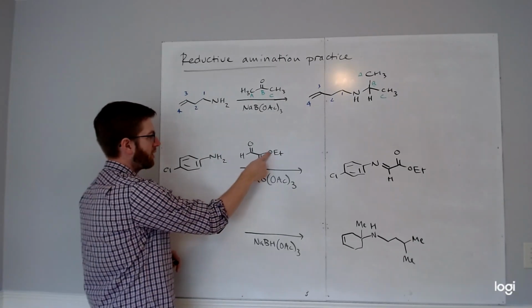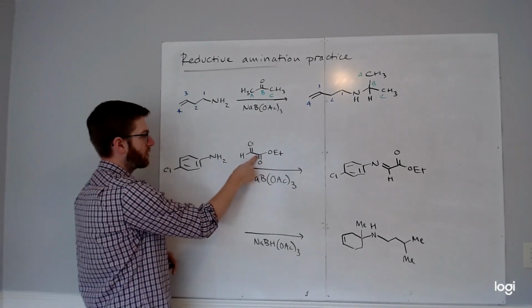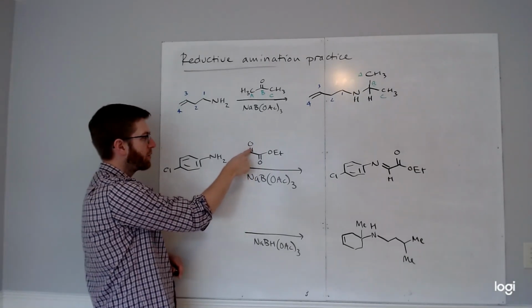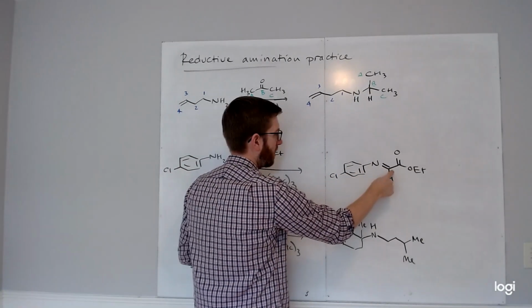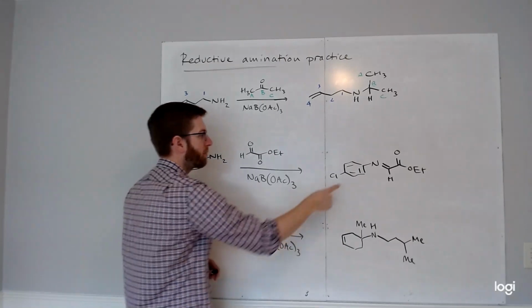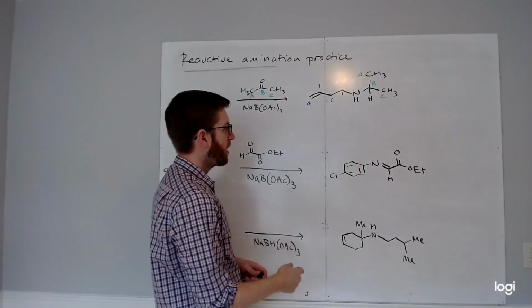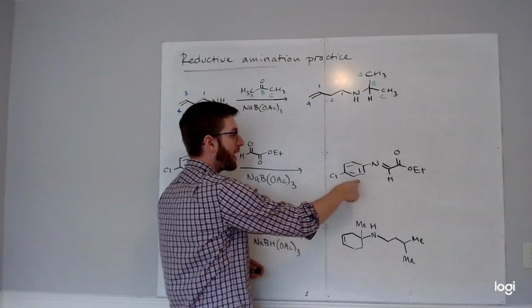So I want to check my work. There should be an ester carbon adjacent to the carbonyl carbon of the aldehyde, and that's where the imine will go. Imine carbon, ester attached, that looks good. And my nitrogen is still attached to the ring, that looks good. And so what's left for me to do now is reduce specifically the CN double bond, right?